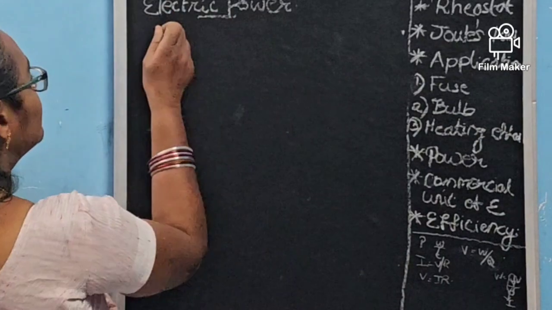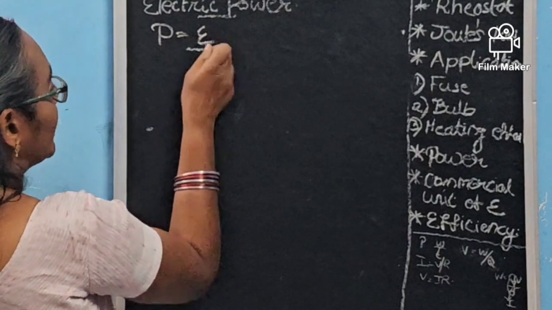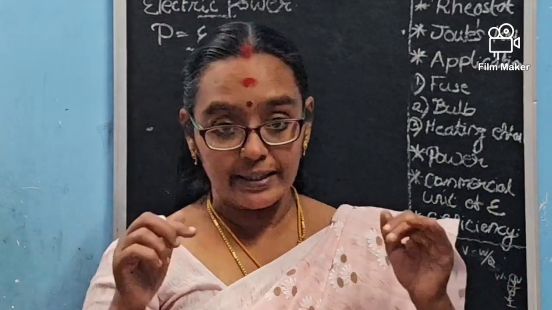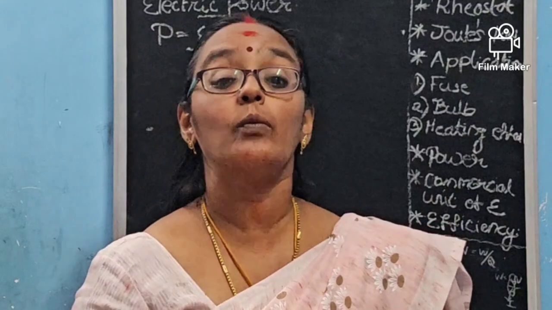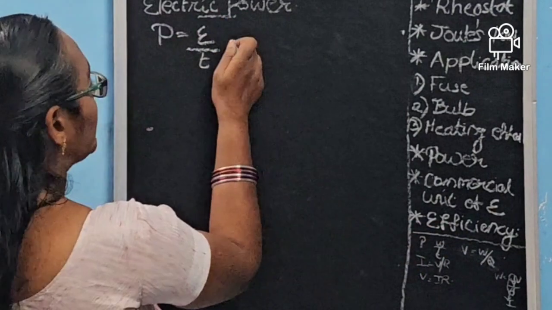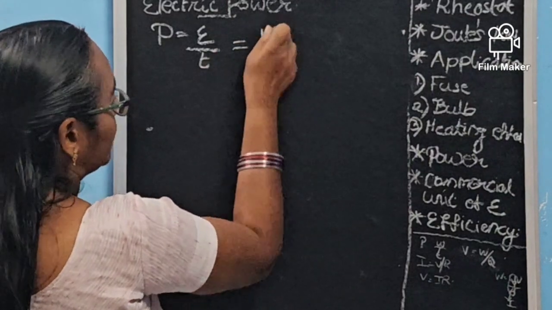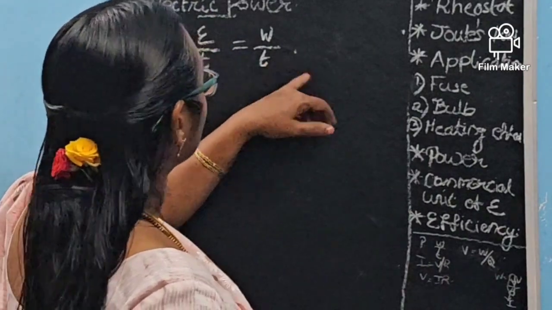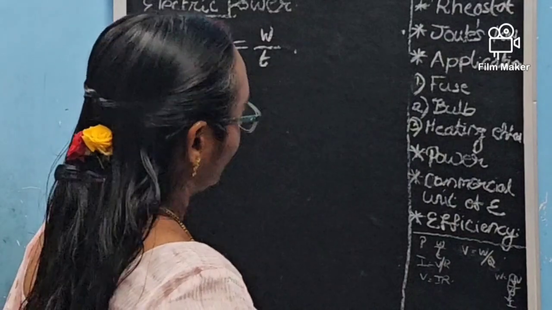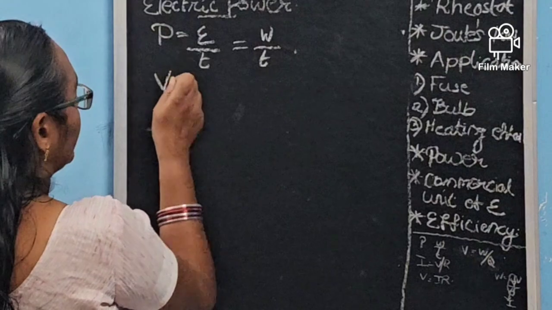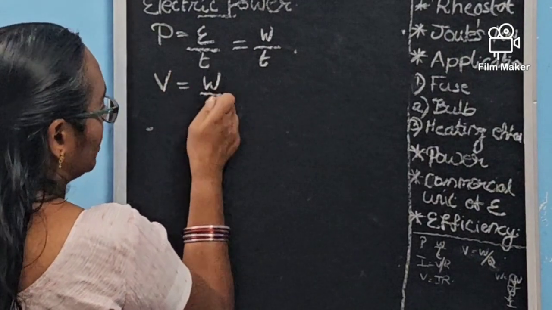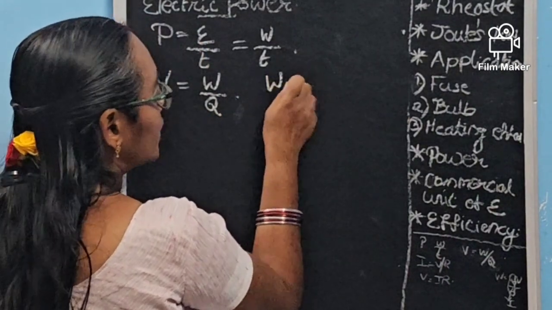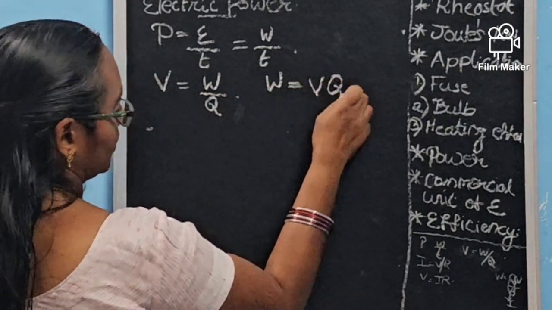Power is equal to energy by time, isn't it? Power is the ratio of energy and time. In this case, the amount of energy is equivalent to work. So we can rewrite the power equation as W by t. Now we are substituting for W and t. We already know that voltage is equal to work done by charge, W by Q. So W is equal to VQ.